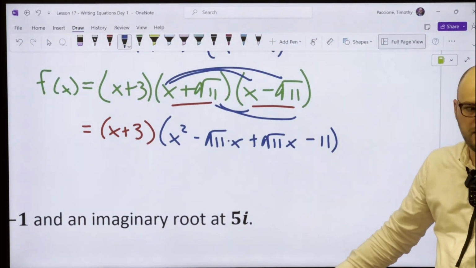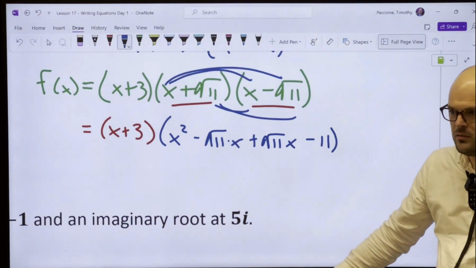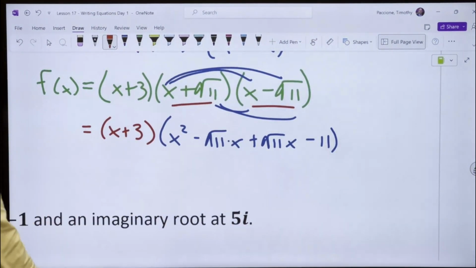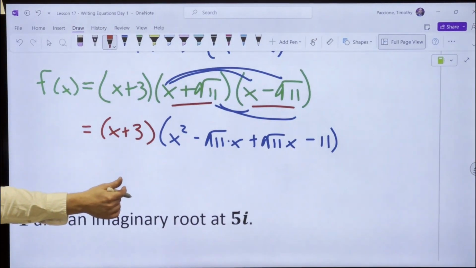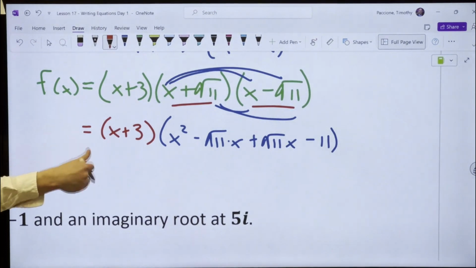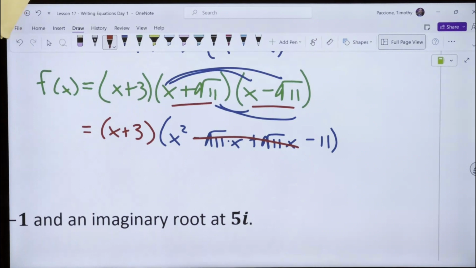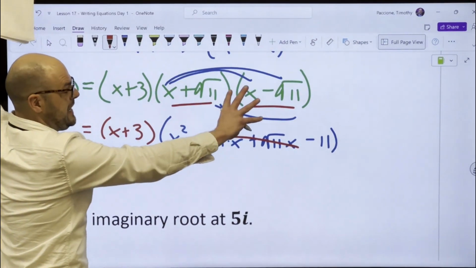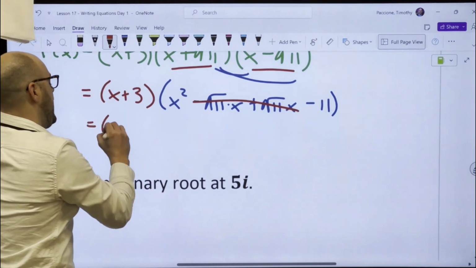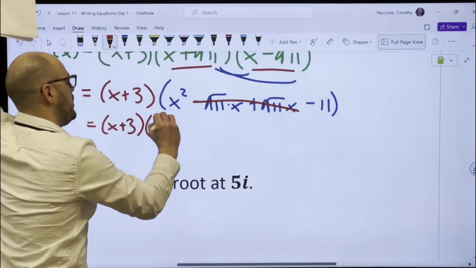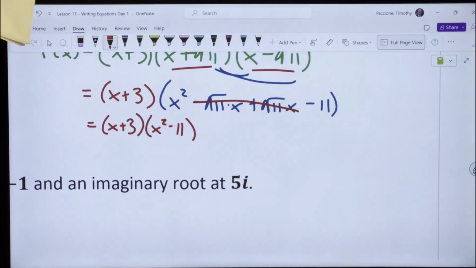Now, this looks crazy, but what happens? Anybody know? This looks like a whole mess. It's negative square root of 11 times x, positive. If you had minus 3x plus 3x, what would you do? How many x's would you have? Negative 3x plus 3x, it's 0 x's, right? So if you have a negative and a positive, the same thing, they go away. So these will cancel every time. And that's why we do this one times this one, so we can get that cancel. Okay, so what do I end up with? I have x plus 3 times x squared minus 11. I can do that. That's not bad, right?